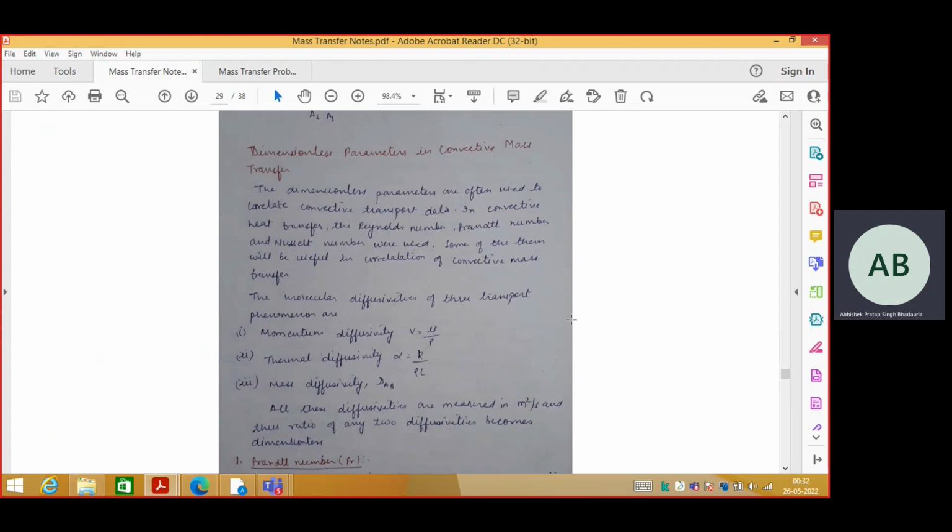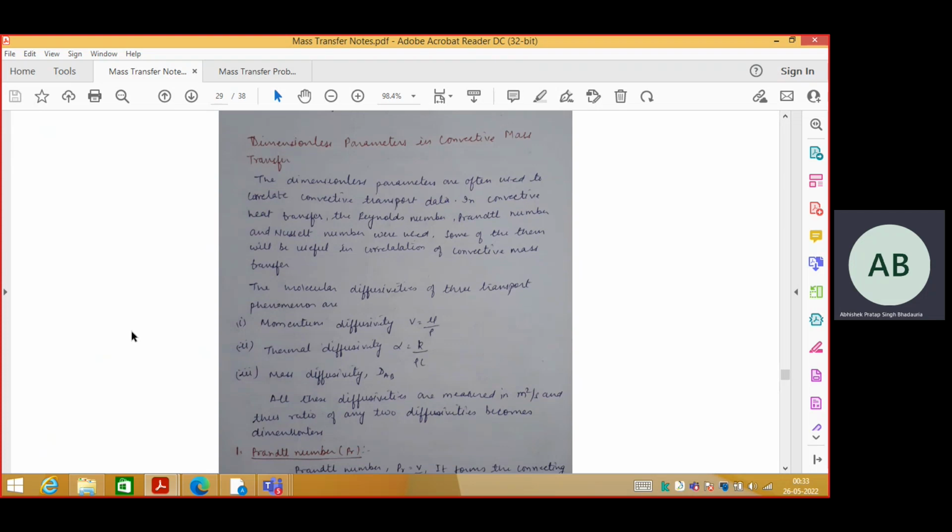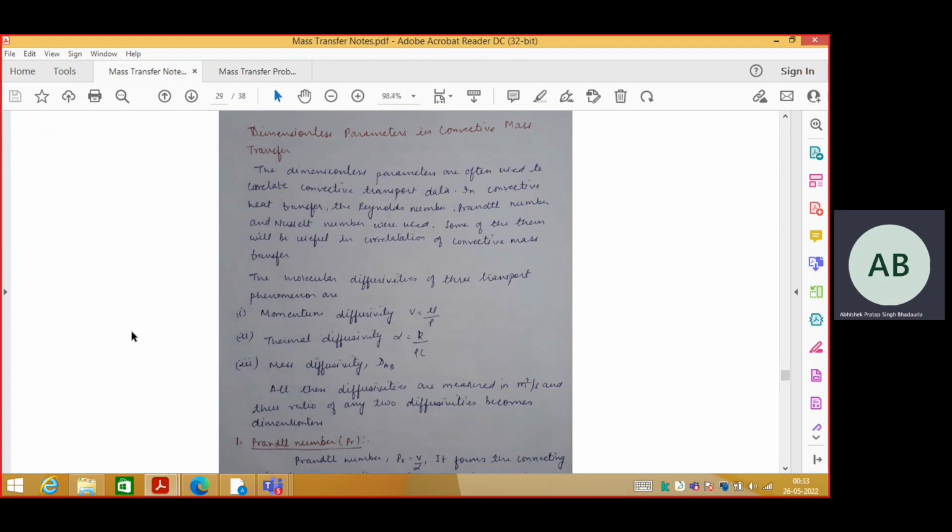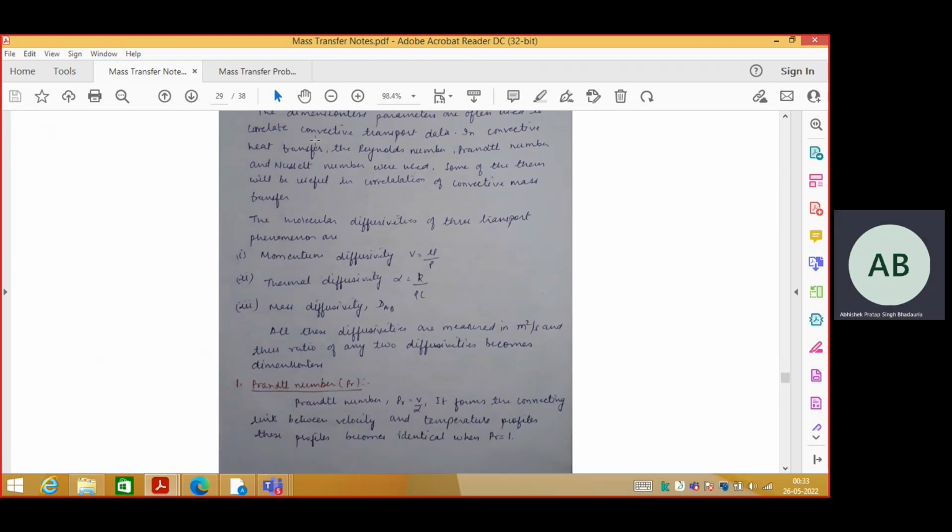Similarly, in mass transfer also the different dimensionless numbers are there, and they are very, very important in order to make the analysis of mass transfer. Most important, from the understanding point of view as well as the examination point of view: dimensionless numbers for mass transfer. The first one is the Prandtl number. So what is the Prandtl number? We know the Prandtl number.